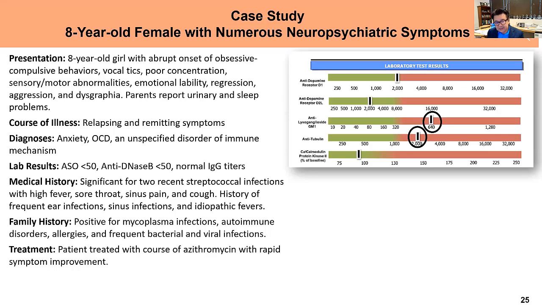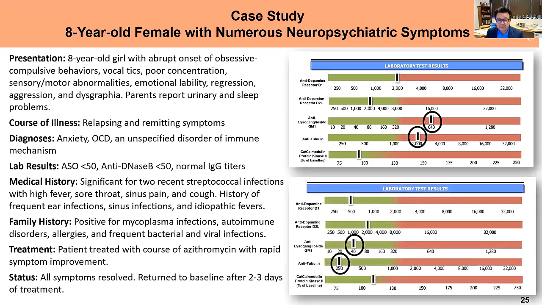This was a case that typically was caught a little earlier, because often the immune system isn't fully ramped up in this case. She was treated with 1 course of azithromycin with rapid improvement in her symptoms, and all of the symptoms resolved and returned to baseline within 2 to 3 days of treatment. We retested her. All of her elevated antibodies returned back to baseline. So this is the type of case we would like to see. Patient caught early, treated early, and then recovered.